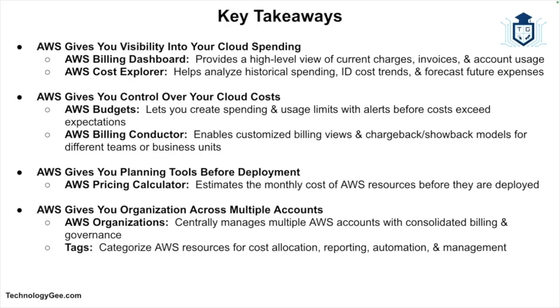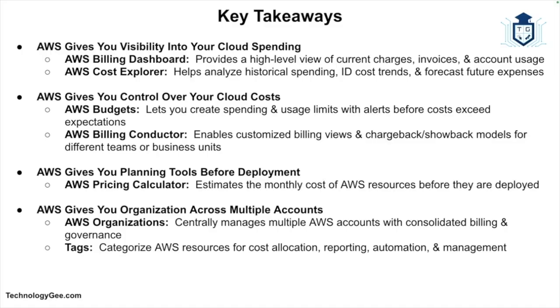All right, so here's the things that you need to understand for the exam. AWS gives you visibility. We're talking about billing dashboards and Cost Explorer. AWS also gives you control. We're talking about budgets and billing conductor. AWS gives you planning tools like the pricing calculator. And AWS gives you organization like organizations and tags. And your job is to understand when and why to use each one.